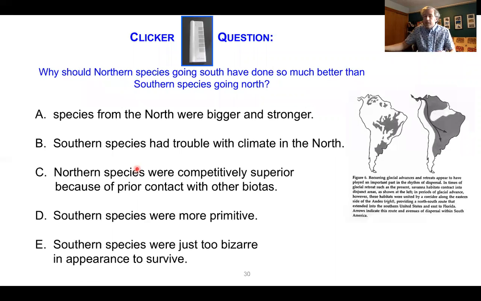So let's have a quick thought exercise, a clicker question. Why should northern species going south have done so much better than southern species going north? Is it A, species from the north were bigger and stronger? B, southern species had trouble with the climate in the north? C, southern species were competitively superior because of prior contact with other biotas? Or D, southern species were more primitive? Or E, southern species were just too bizarre in appearance to survive? I'll give you 15 seconds on that.